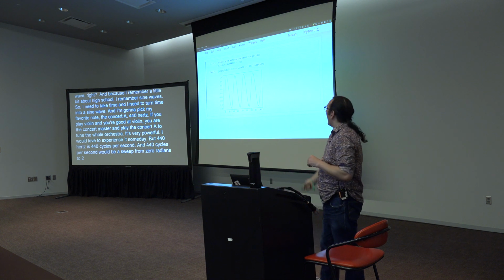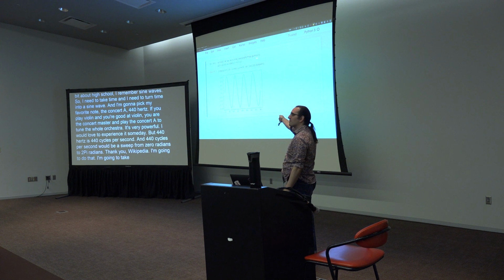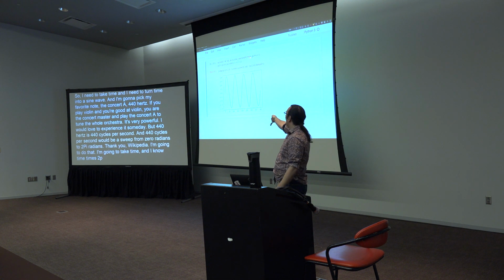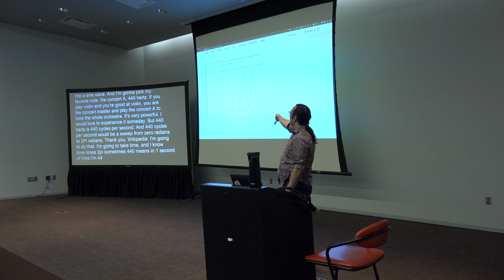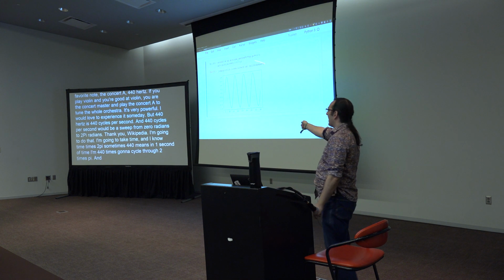So I'm going to do that. I'm going to take time. And I know that time times 2 pi times 440 means in 1 second of time, I'm going to cycle through 2 times pi 440 times. And I get this lovely wave as an output.